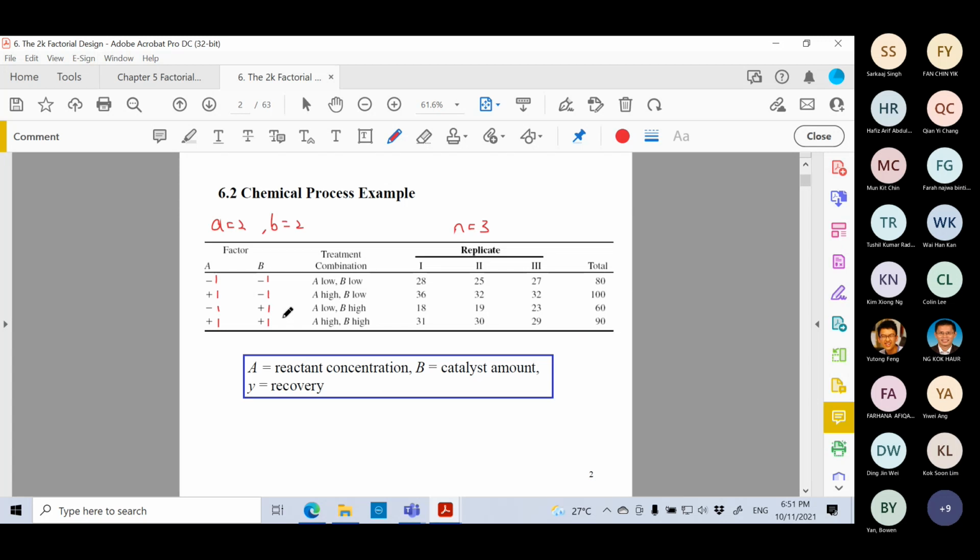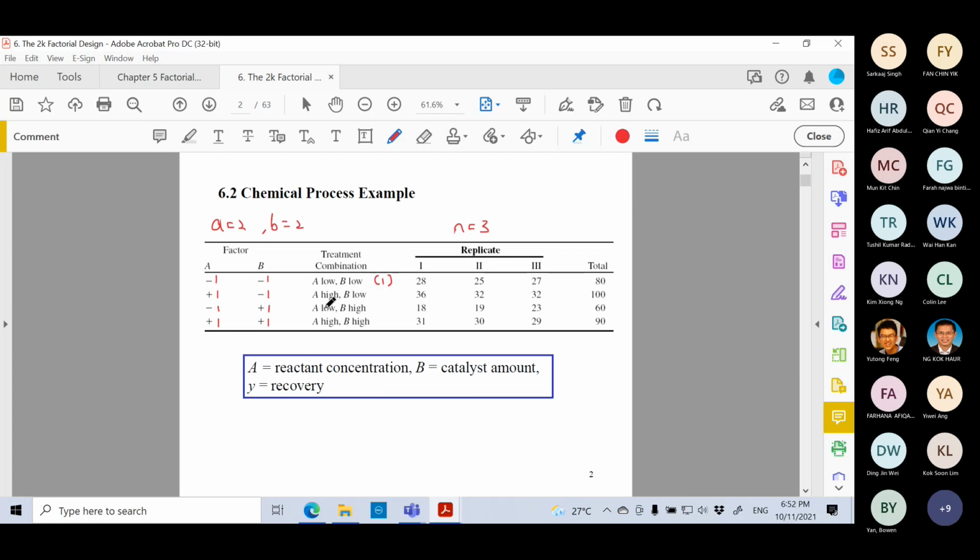Under the 2 power k factorial design, we have a special notation to represent it. When all the factor levels are at the low level, we use the notation (1) to represent it. Okay, the bracket 1. So once you see (1) under the 2 power k factorial design, you know that all the factors under study are at the low level.